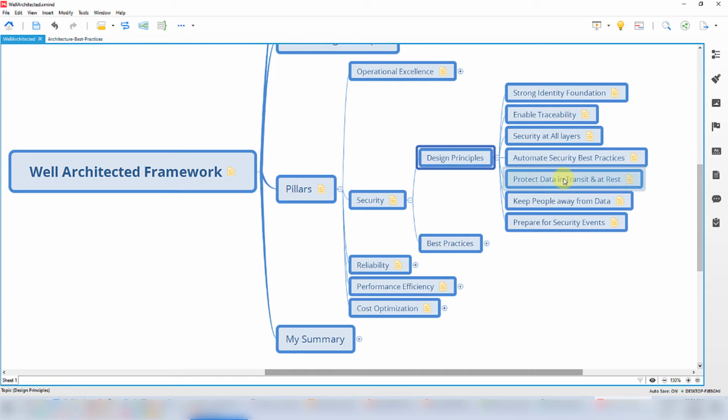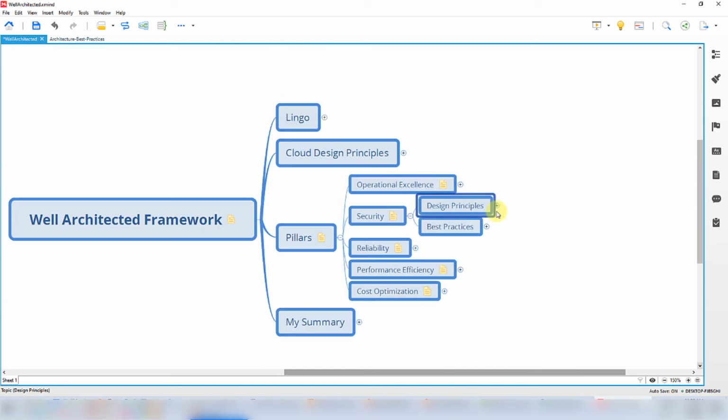Protect data that is in transit and at rest using encryption, auth tokens, and access control mechanisms. As far as possible, avoid people directly handling data. Use tools, use mechanisms to handle sensitive data. And expect and be prepared for security events. Detect quickly, investigate, and recover.